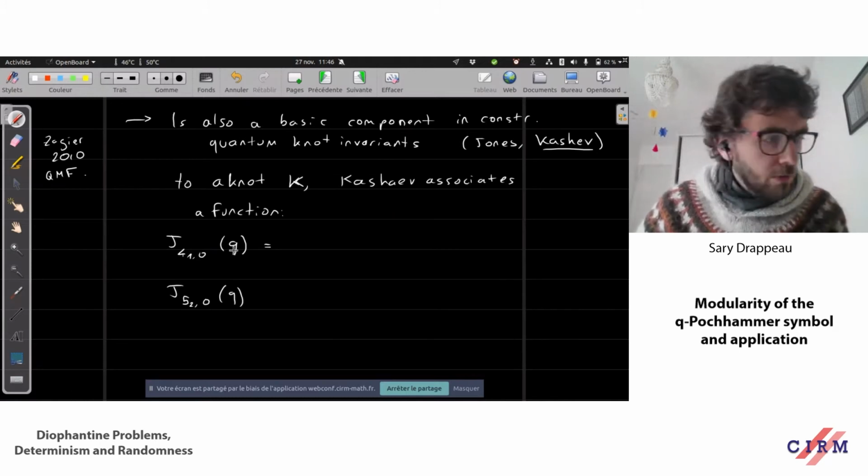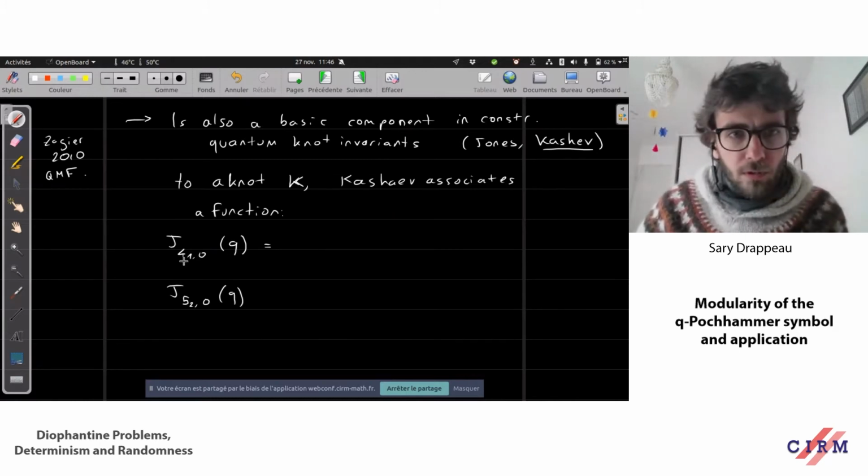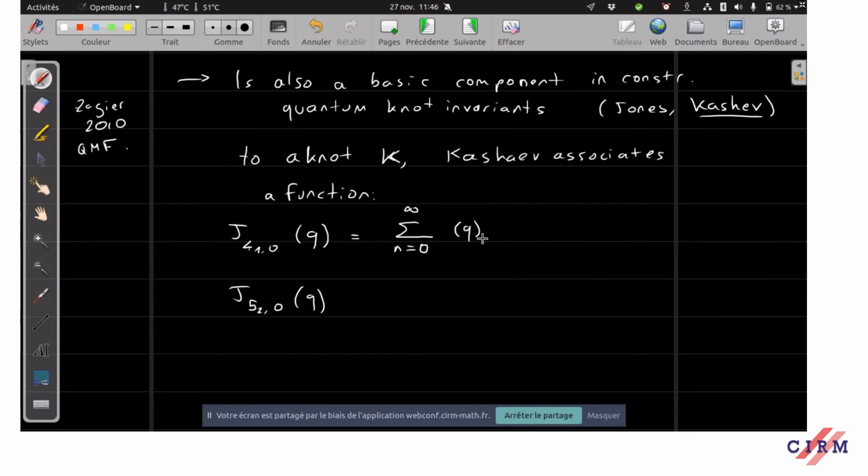Which depends on the variable q. And so, for instance, in one of the simplest cases, the function is the following. You sum over n from 0 to infinity the q-Pochhammer symbol, modulus squared. So you take the product: for n equals 1, the product is empty, and otherwise you take all the successive 1 minus q to the i, modulus squared.